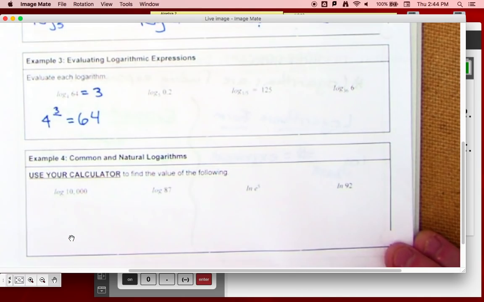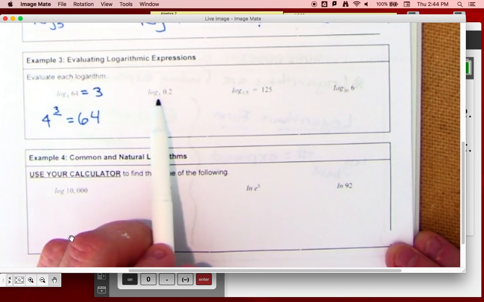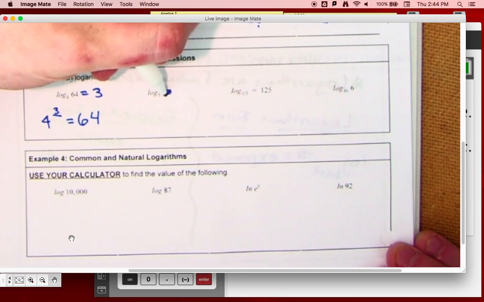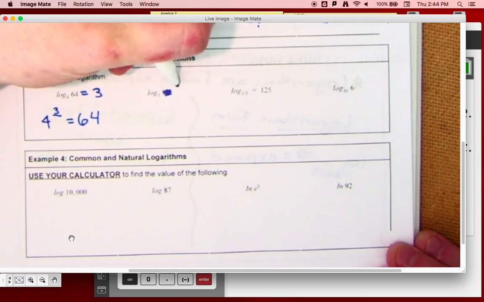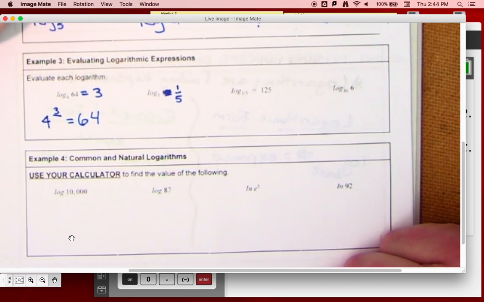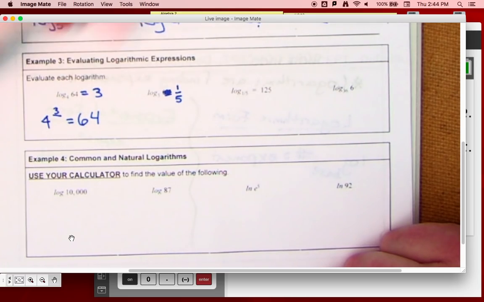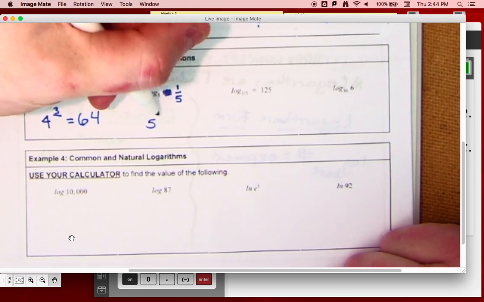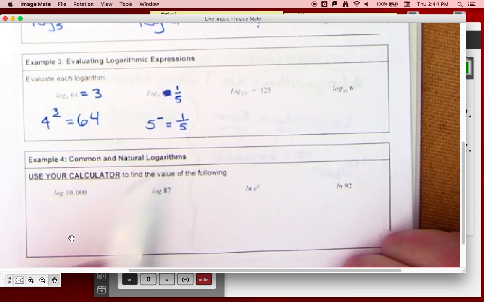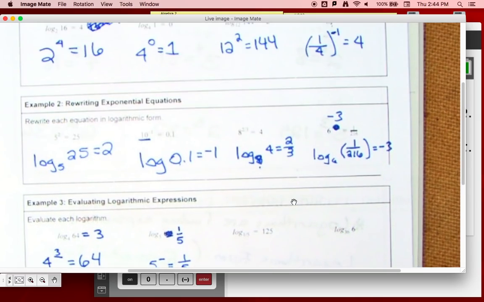Okay, now some nuances to that. If we have the logarithm in base 5 of 0.2, the first thing I would do is get rid of that 0.2 and rewrite it as a fraction. 0.2 is 1/5 as a fraction, and now you can see we've got a 5 here and a 5 here. So we're looking at 5 to what power equals 1/5, and that's kind of like this problem up here.